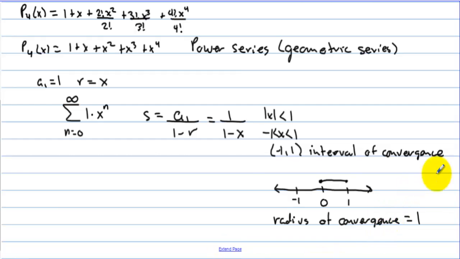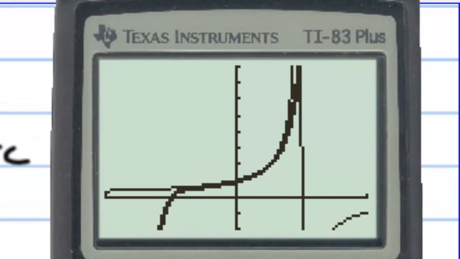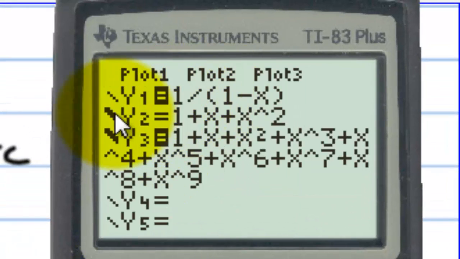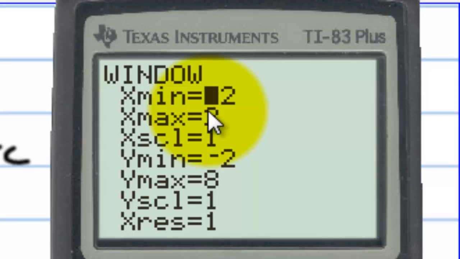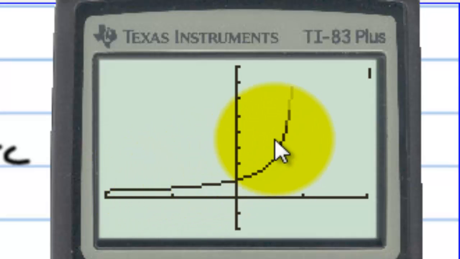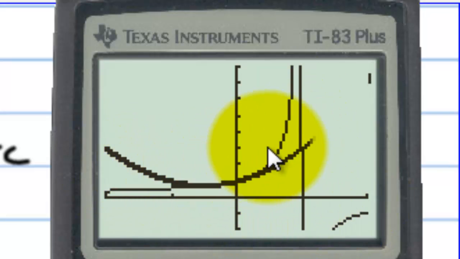Let's talk about what it actually means to have an interval of convergence. Let's go to the calculator. In y1, I have the function 1 over 1 minus x. And in y2, I've put the Maclaurin polynomial, but only the second degree. Let's graph the function and then graph its approximation. Here's the window. We're graphing x from -2 to 2, and y is going from -2 to 8. So here comes the skinny line. This is the actual function, and this is the approximation.